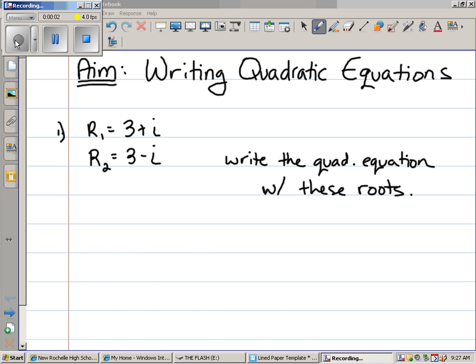Today we're writing quadratic equations. We're going to take exactly what we learned yesterday and just apply it towards, if you want to call them upper level problems, but they really are no more difficult than anything you've done yesterday. We are writing quadratic equations. Here are the roots, R1 and R2.